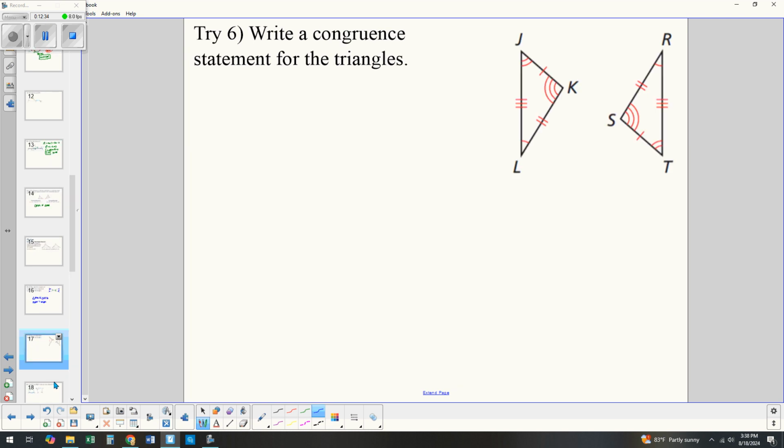So you can go ahead and try this one. It's just asking you to write the congruent statement. Pause if you'd like. The answers are posted online.